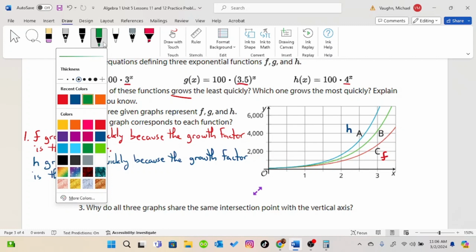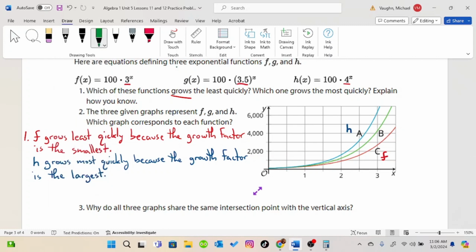And finally, G is in between F and H. So B corresponds with G.